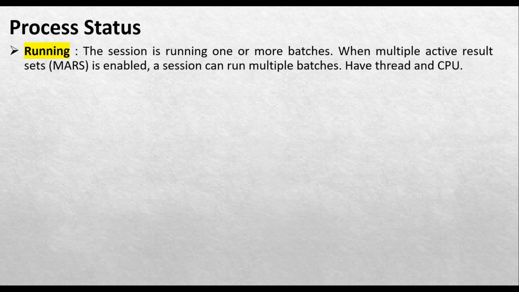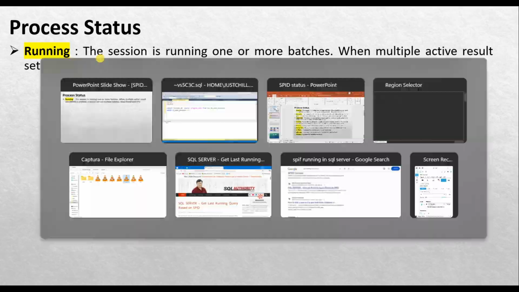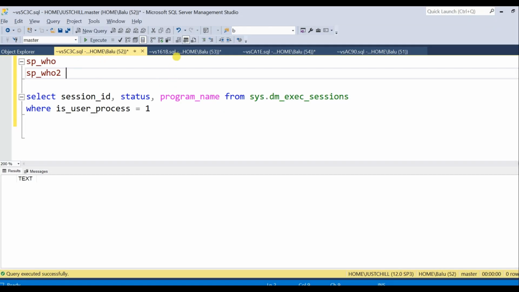The first one in the list is running. The session with this status is the one that is actually running and consuming CPU cycles. The process has a thread assigned and is consuming CPU cycles. Suppose I execute a transaction, let's say an insert statement or a select statement.